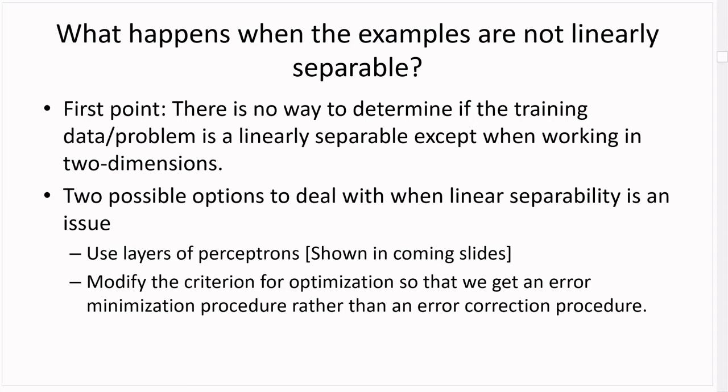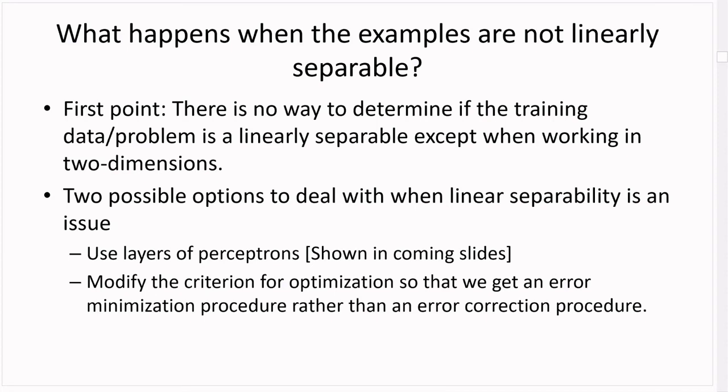Only in 2 dimensions you can find out by looking at the data whether you can draw a line to separate or not. But once you're working with real problems with 10 or 20 or 50 dimensions, there is no way you can figure out whether something is linearly separable or not. So in such cases, you have 2 possible options. One is to use layers of perceptrons, as I show you in next few slides, or modify the criterion for optimization so that instead of doing an error correction procedure, which is what Perceptron does, we follow what we call as an error minimization procedure. So we are going to be looking at that also later on.